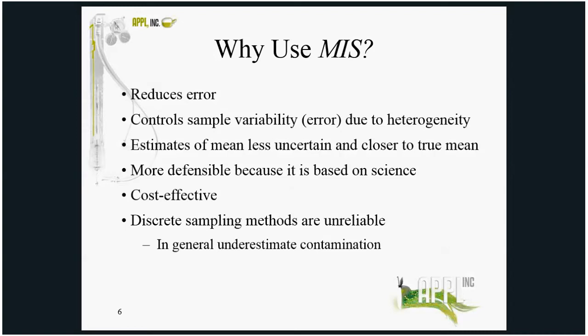And when we refer to the unreliability of discrete sampling, we're generally talking about field sample collection. But the same is true for lab subsampling, making discrete sample results unreliable, and the level of concentration in discrete samples is generally underestimated.